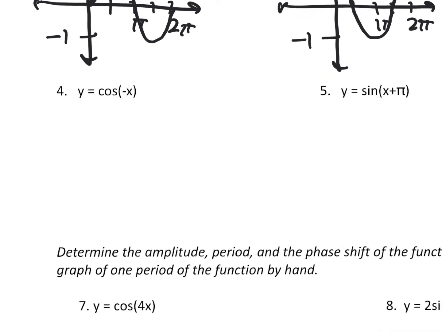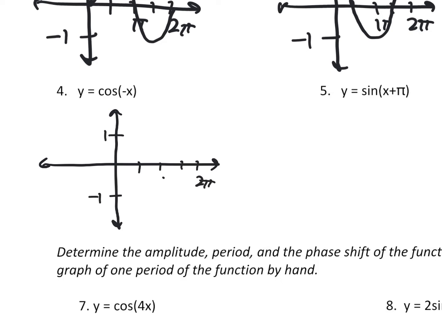Y equals cosine negative x. All right. Remember that negative inside means it reflects across the y-axis. So I'm going to go ahead and do the same thing here. 1, 2, 3, 4. That's 2 pi. That's 1 pi. Okay. Technically, my graph would go, cosine starts at 1. It would go like down, up.